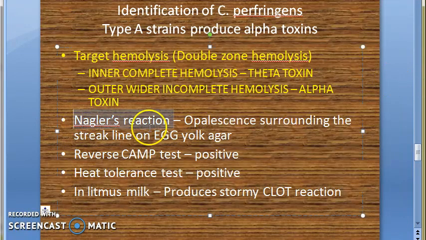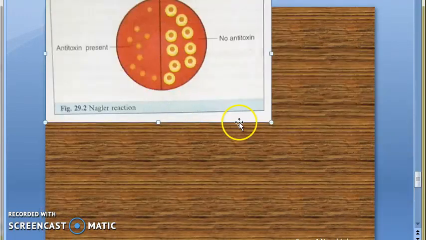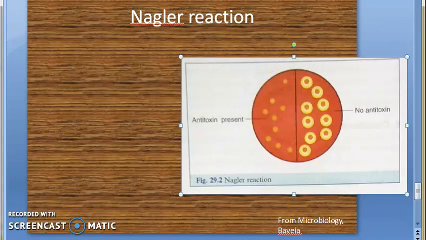Let's move on to the next one, Nagler's reaction. Where will you see Nagler's reaction? Clostridium perfringens, don't forget that. This is the diagram you have to draw for Nagler's reaction. For target hemolysis also, you can draw one nice diagram.